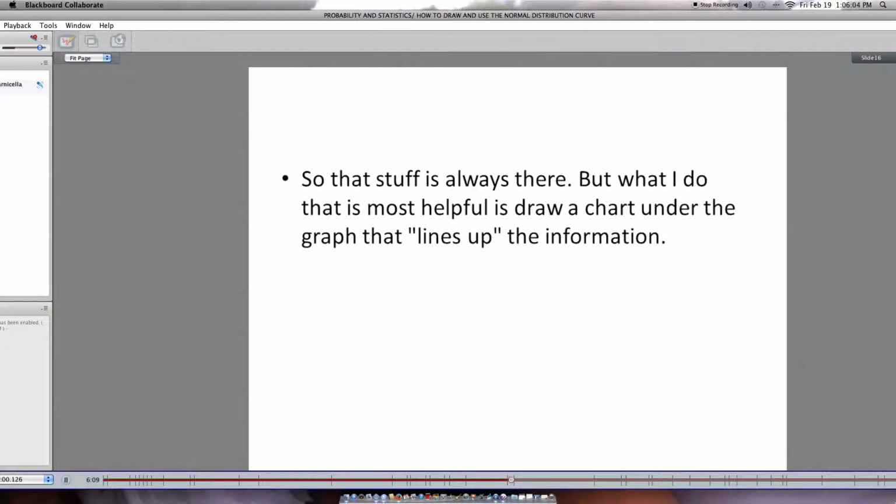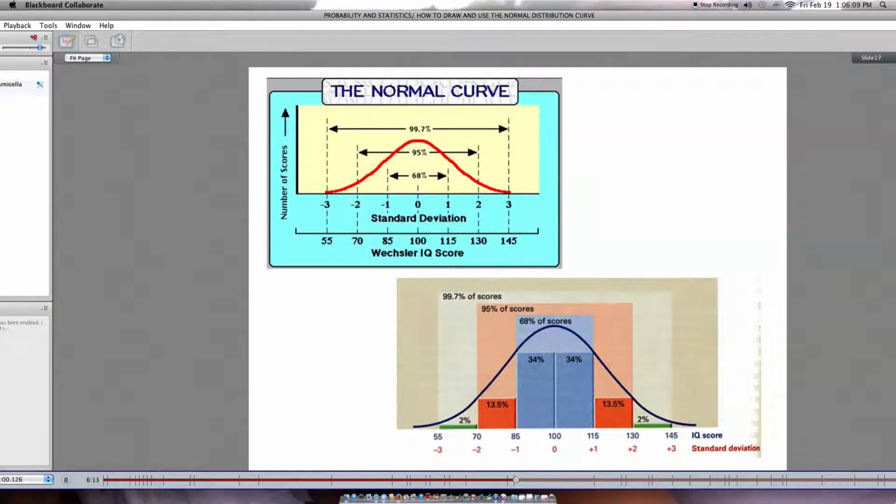So that stuff is always there, what I just said. You can use these by lining up your ages or your scores or whatever with the standard deviations. For instance, this is the way that you're going to use this normal distribution curve. If I tell you that the people who take the IQ test have a mean of 100 and a standard deviation of 15, and these are 2 different pictures, but they say the exact same thing.